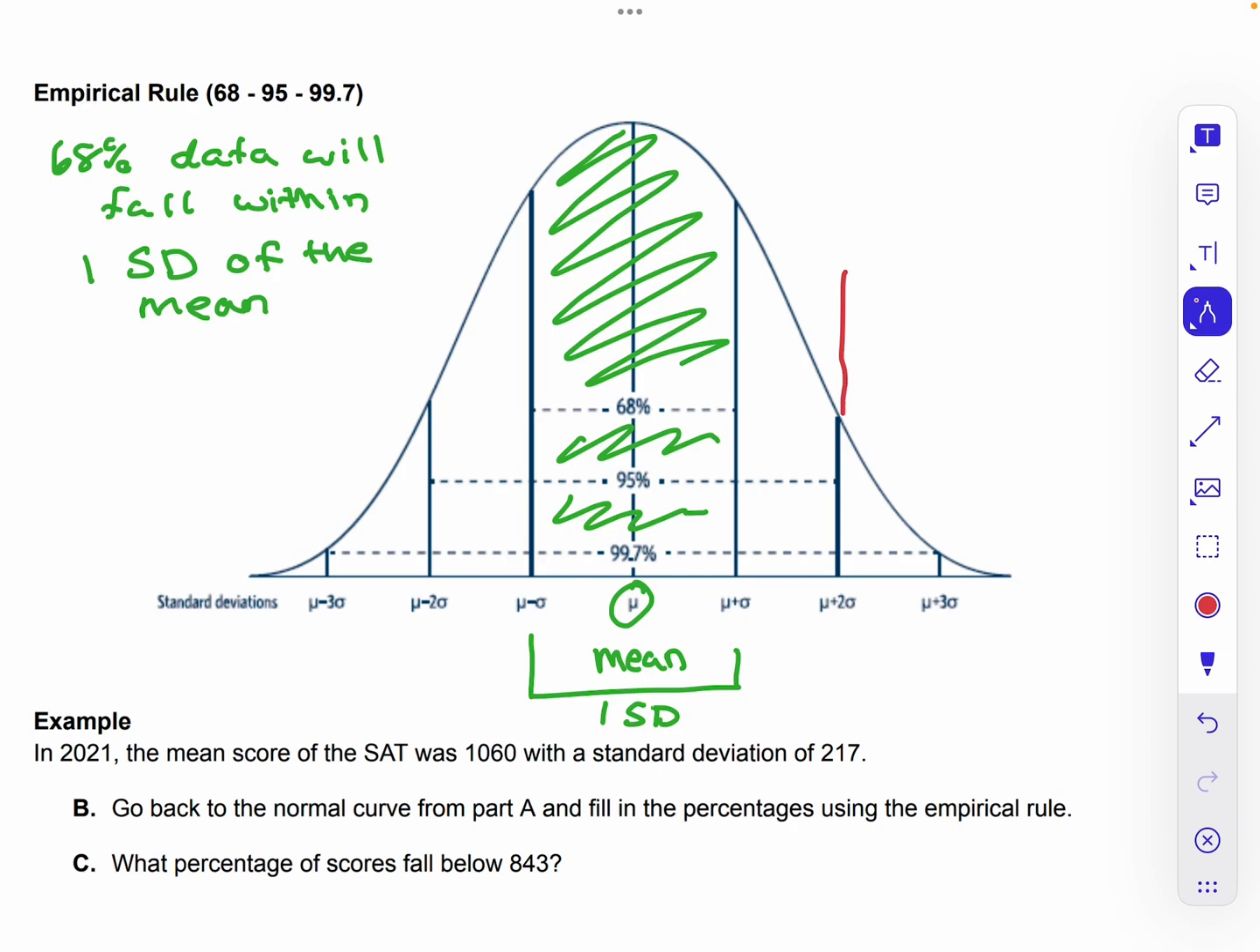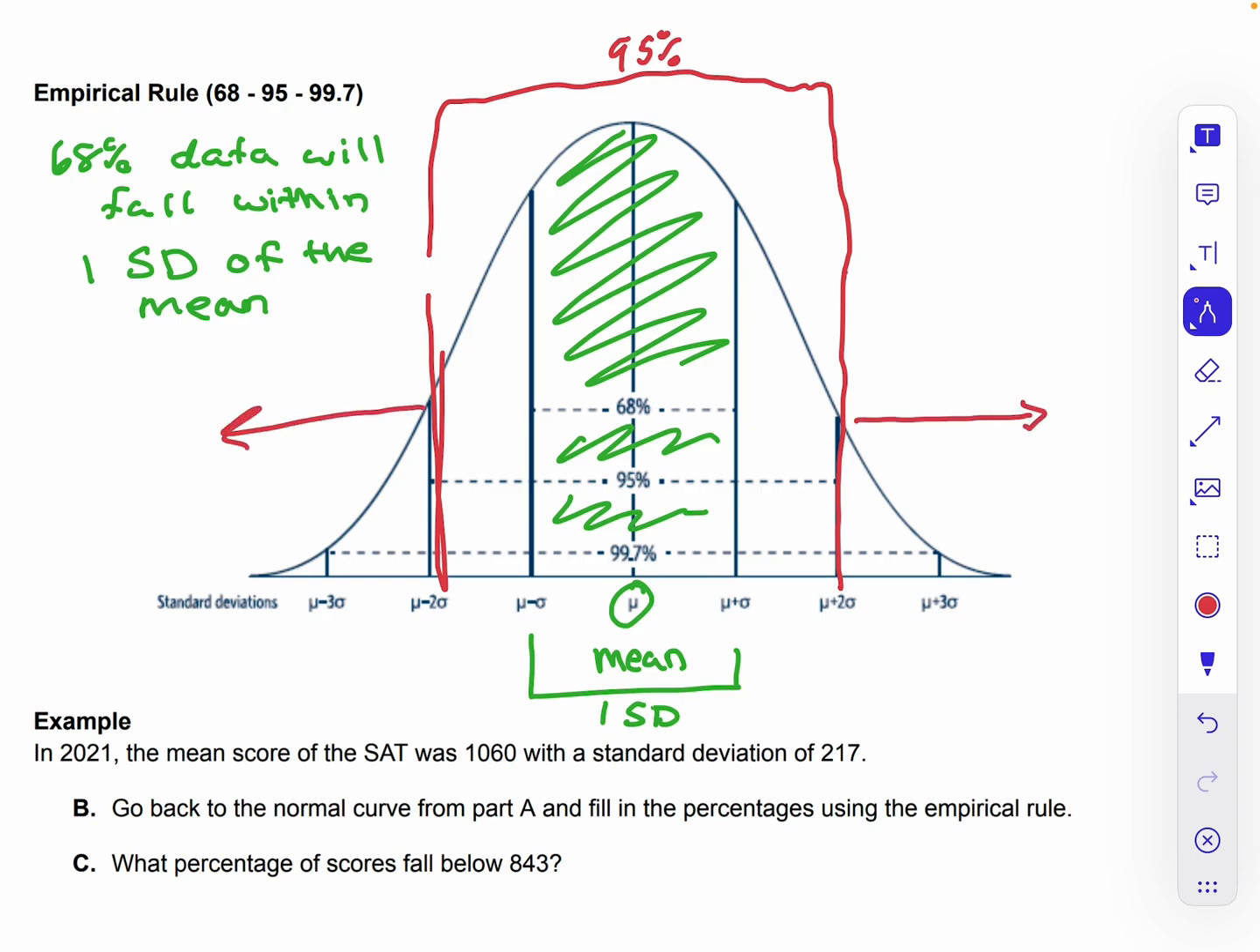Notice at 2 standard deviations, so from here to here, within 2 standard deviations then, we get 95% of the data. That means almost every single piece of the data is going to fall in that window. And so why that really matters is we typically will think of any value that's outside of that 2 standard deviation range as an outlier. So anything that is more than 2 standard deviations away from the mean is going to be an outlier.